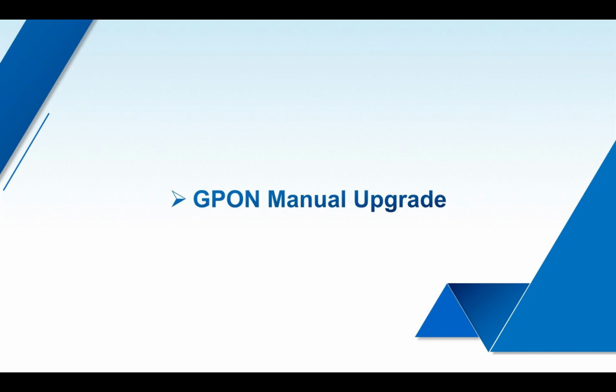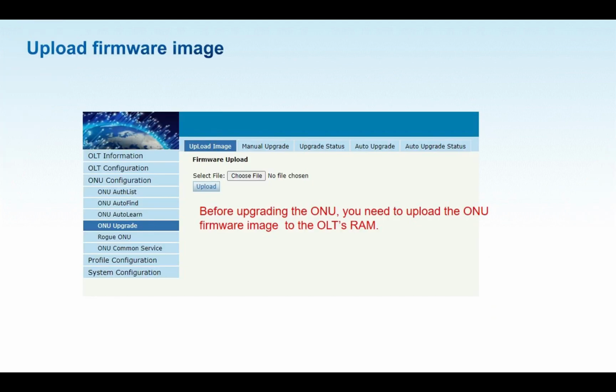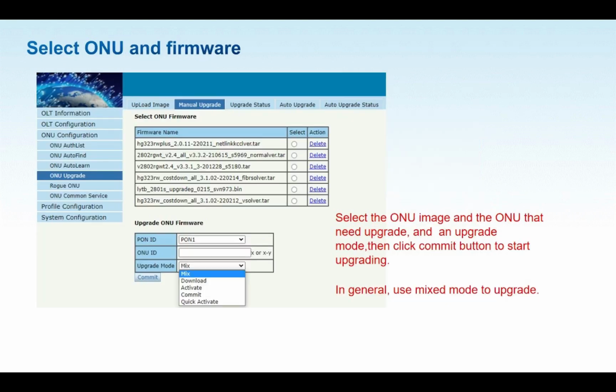GPON manual upgrade. Before upgrading the ONU, you need to upload the ONU firmware image to the OLT's RAM. Select the ONU image and the ONU that need upgrade, and an upgrade mode, then click Commit button to start upgrading. In general, use mixed mode to upgrade.